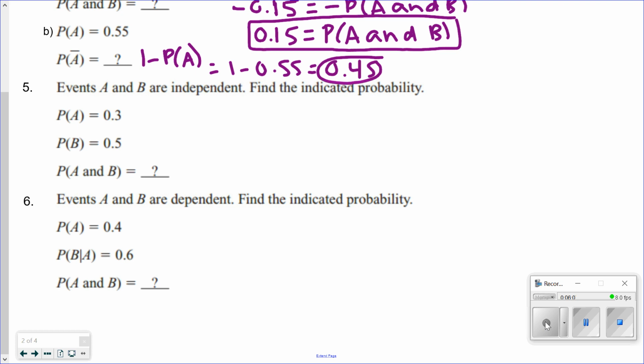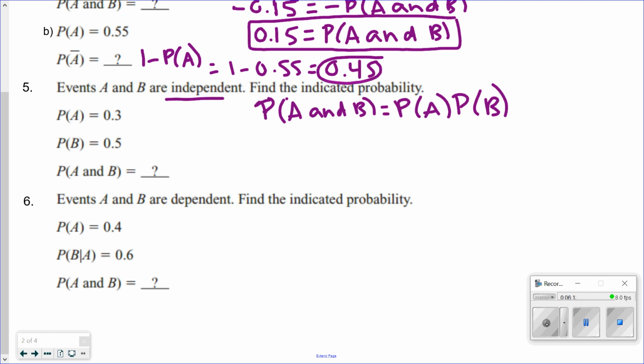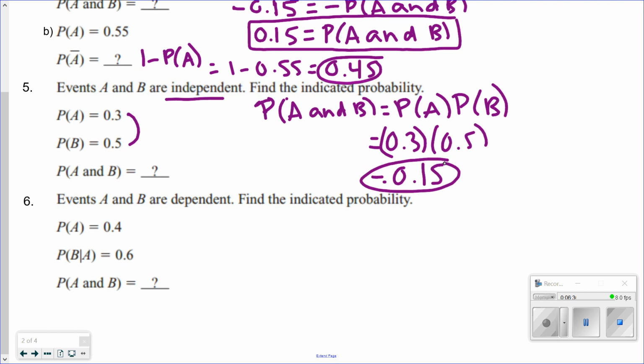Question number 5, events A and B are independent. So find the indicated probability. Our equation for independent events is the probability of A and B is equal to the probability of A times the probability of B. So all I need to do is multiply these two together. So 0.3 times 0.5, and we end up getting 0.15 is our probability.